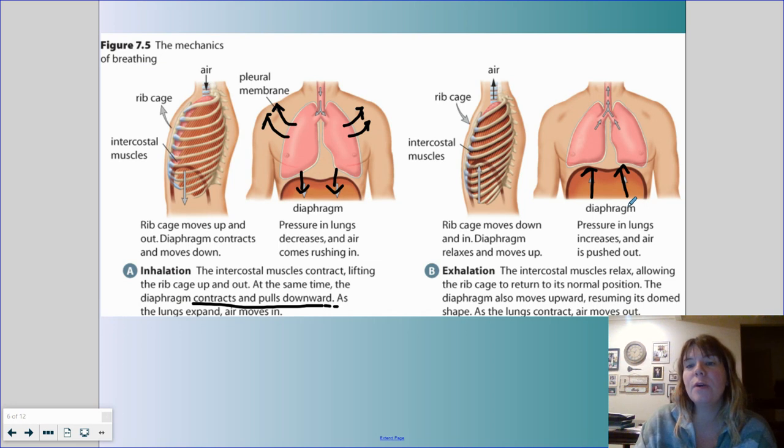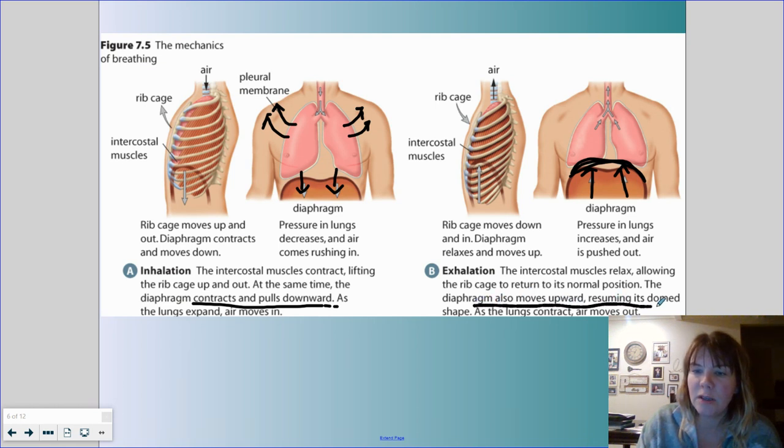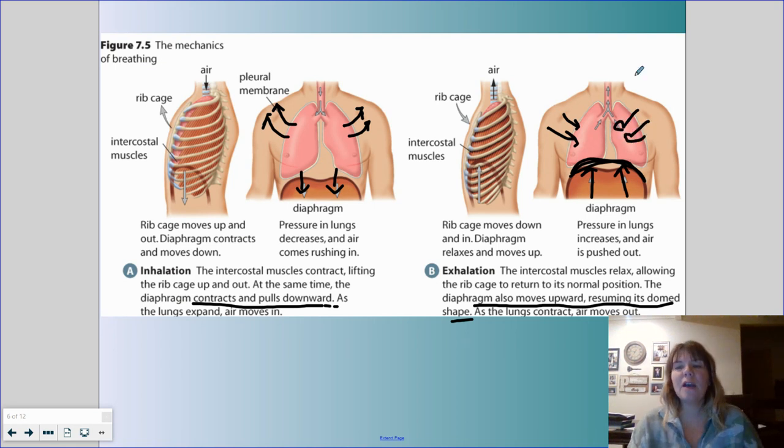Remember, the diaphragm naturally sits up and under your ribs right here. So when it goes back to the up position, it's in a relaxed state, resuming its domed shape. Your rib cage and the intercostal muscles also relax and come in like this. That's how the ribs move with the help of the intercostal muscles, and what the diaphragm does.